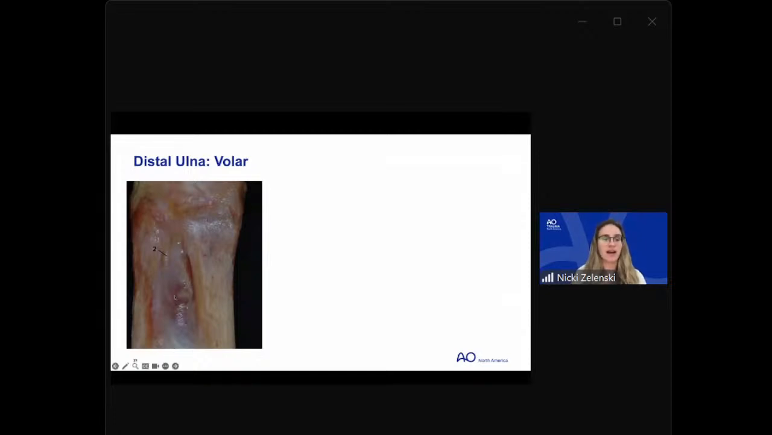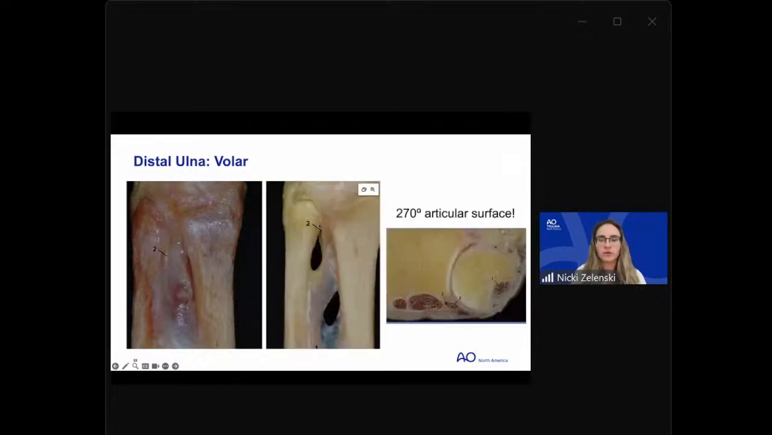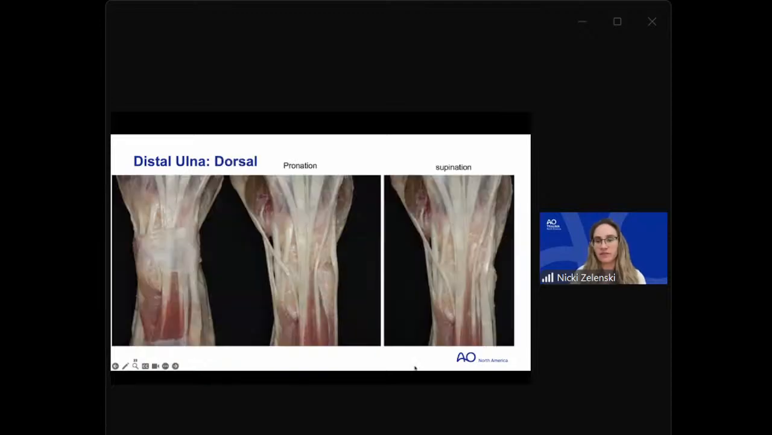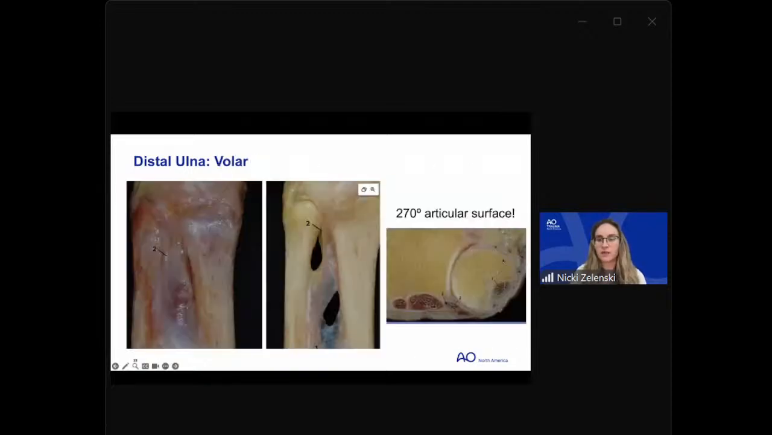Volarly, it seems like you have a lot of real estate on the volar distal ulna to put a plate. But once you remove the capsular attachments, you can see that the articular surface of the distal ulna actually encompasses 270 degrees of the articular surface. So it is a large portion of the distal ulna when you're getting into the distal sigmoid notch that is going to articulate with that radius and could impinge.